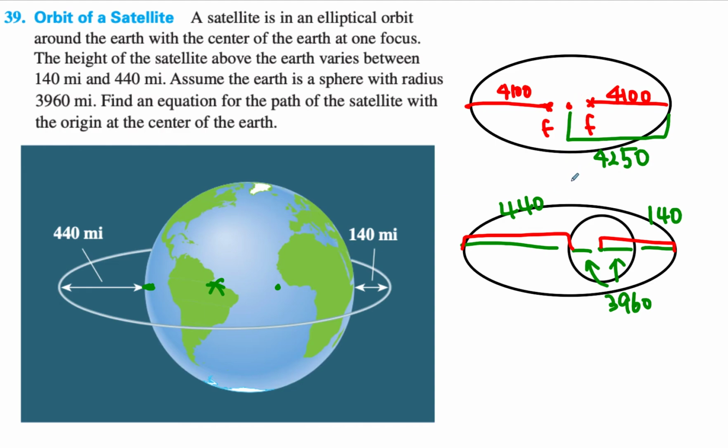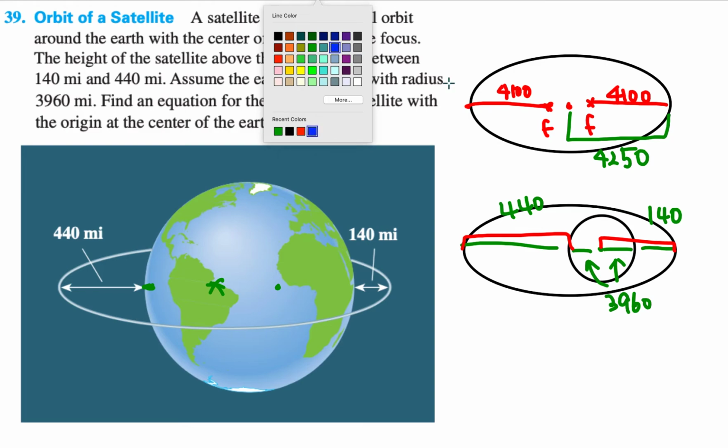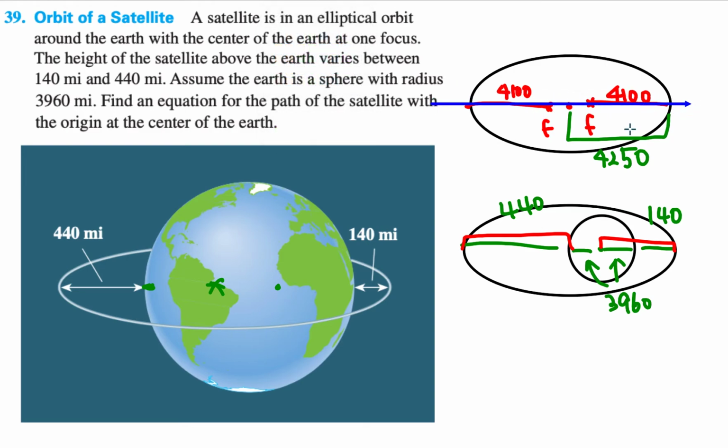And then another thing that they mentioned was the center of the Earth is at the origin. So in other words, if I were to imagine, this is the x-axis, and that would have been the y-axis over here. Since from here to here is 4100, and from here to the center of the ellipse is 4250, then you get to realize that that distance is 150. Meaning the center of the ellipse would have been at -150, 0.